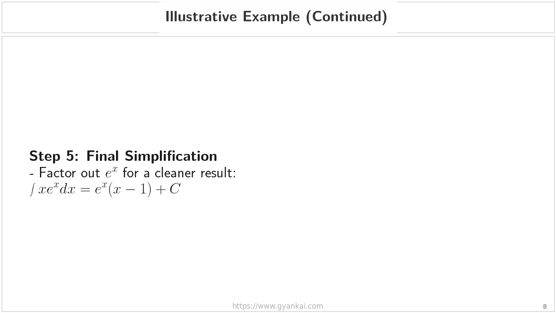So, we have the integral of x times e to the power of x dx equals e to the power of x, multiplied by the quantity x minus 1, plus c, and there you have it. This is our final, simplified answer. Remember that the c represents the constant of integration, which is crucial for indefinite integrals.